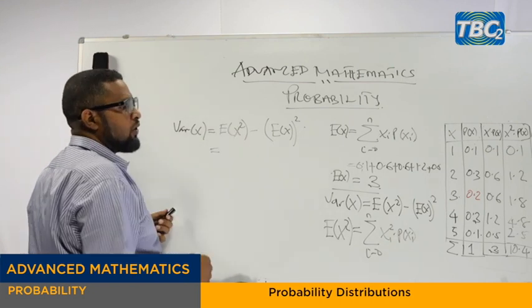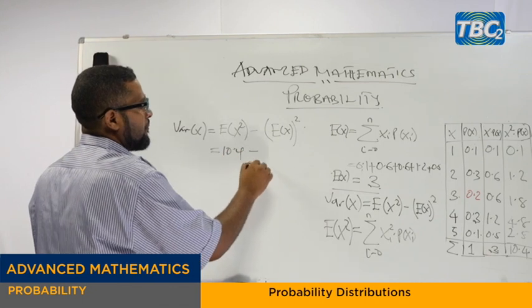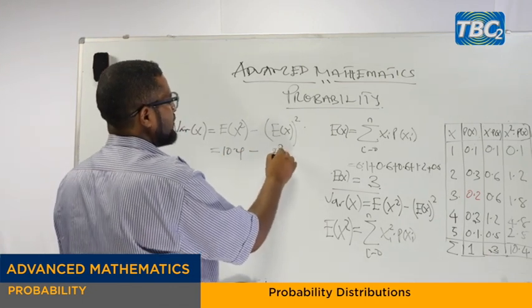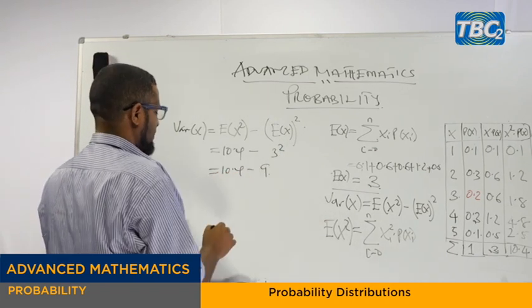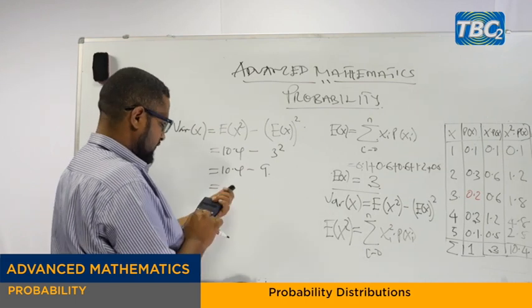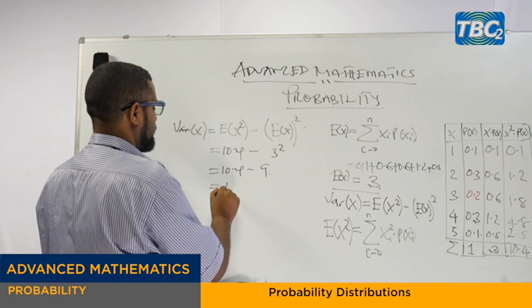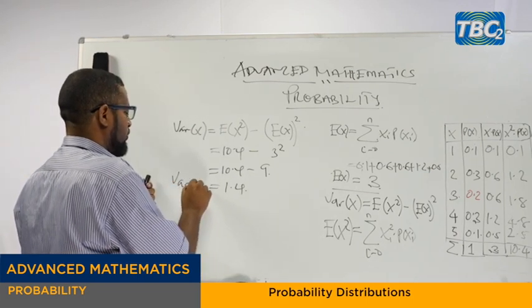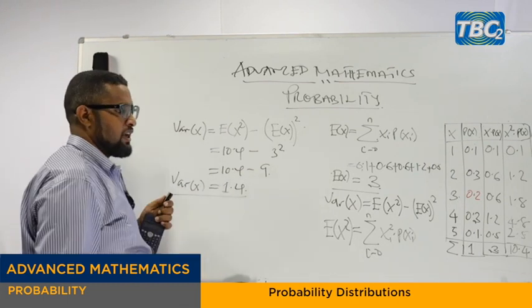Now we have the column which gives us 10.4 minus 3, then square. So it's 10.4 minus 9. Again, use your calculator, find the difference. Minus 9, we get equal to 1.4. So that is the variance of the discrete random variable x.